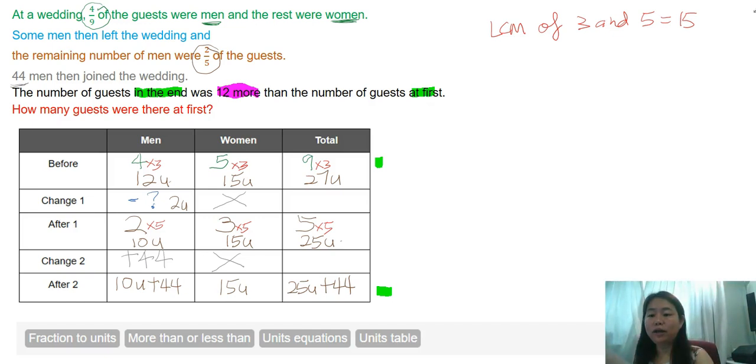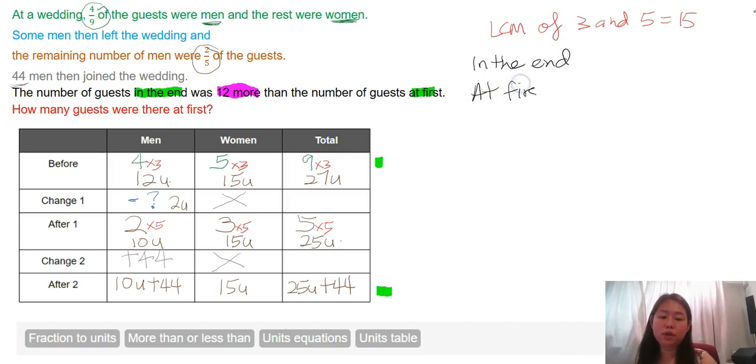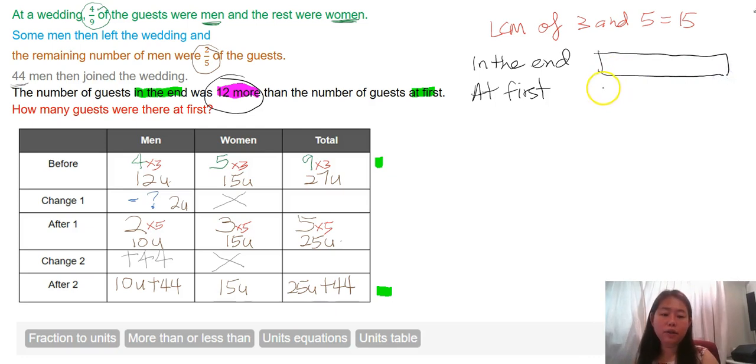So let's see why. Okay, so now you have the guests in the end and the guests at first. They are comparing these two groups of guests. In the end, it is 12 more. So when you draw your model in the end, it has to be longer than what happened at first, right? Okay, and we know that this is 12 more.